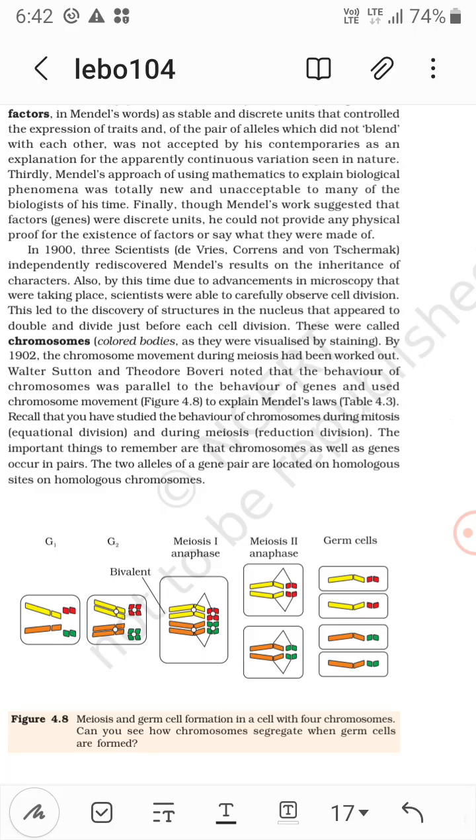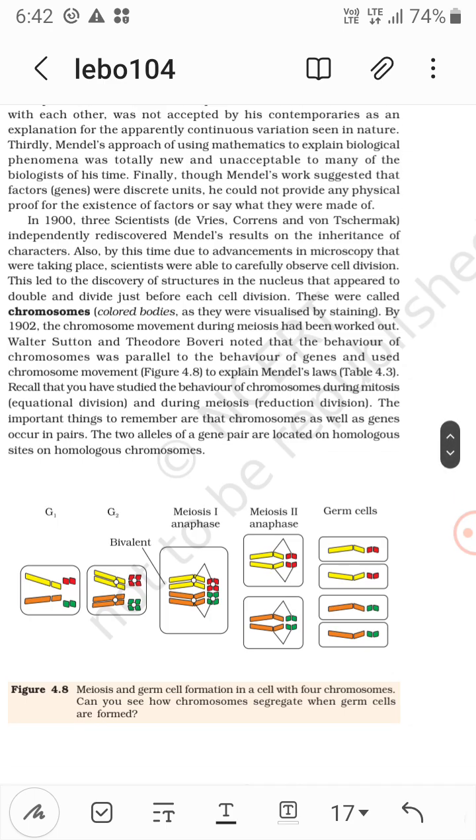By this time, due to advancement in microscopy, scientists were able to carefully observe cell division. This led to the discovery of structures in the nucleus that appear to double, that is the replication of DNA, and divide just before each cell division. These were called the chromosomes.